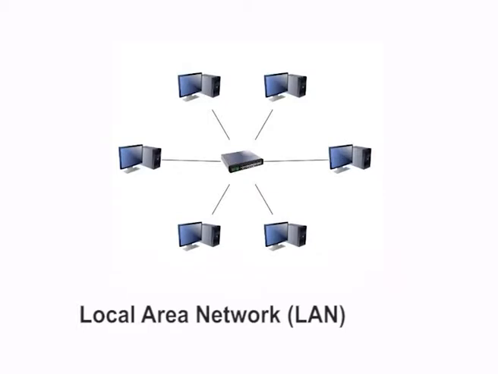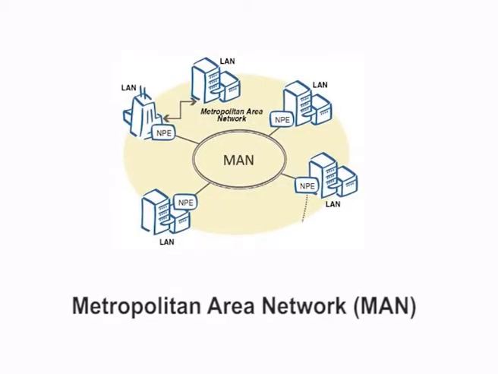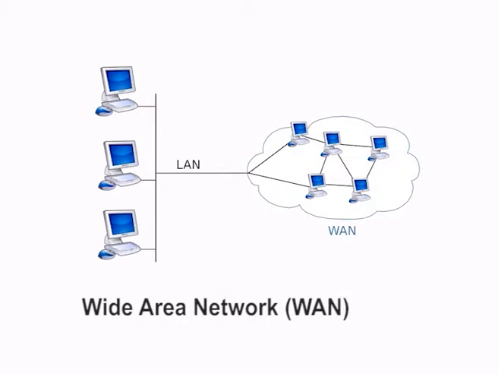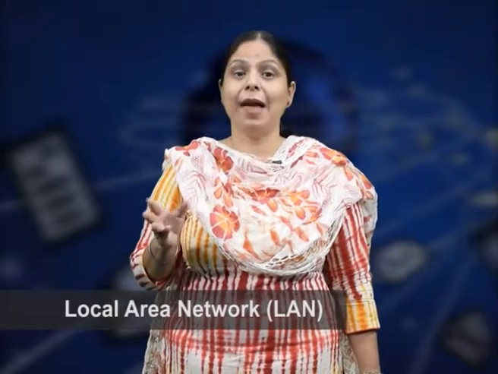As per earlier conventions, computer networks are broadly classified in three categories. These networks are classified according to the area covered by a network. The first one is the local area network, that is the LAN. Then we have the metropolitan area network, MAN, and the wide area network, WAN. The first one is the LAN.